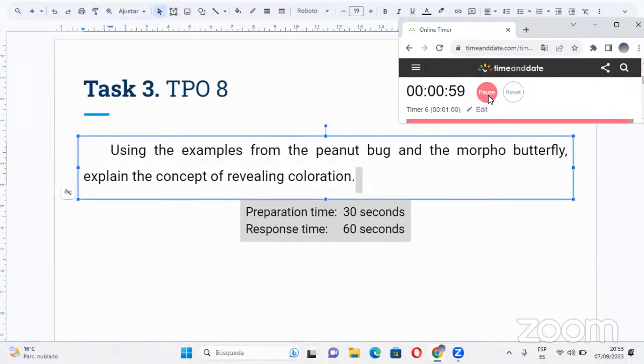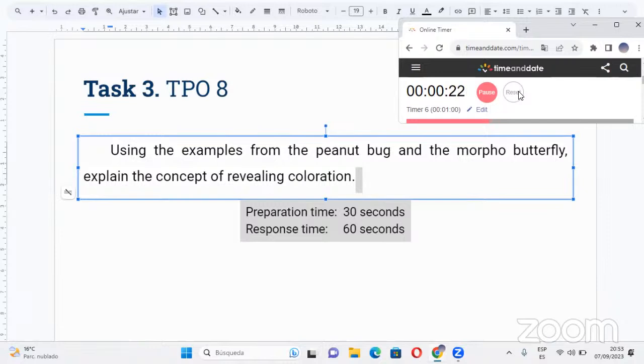According to the passage, revealing coloration is a defensive strategy using the colorations in animals or insects. In the lecture, the professor gave the examples of peanut bugs that blend in with their surroundings, and they have wings. And when the peanut bugs are in an emergency, they have wings that are very colorful, and also very bright, that surprise their enemy and run away.